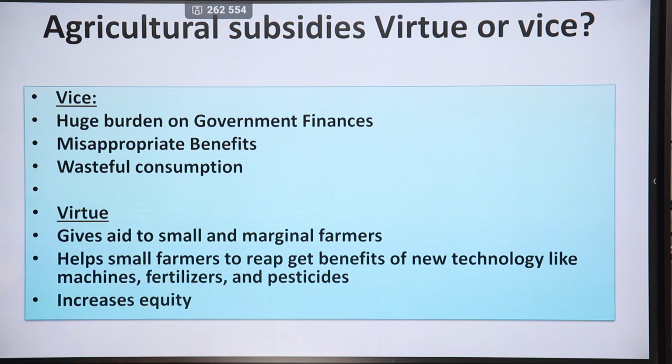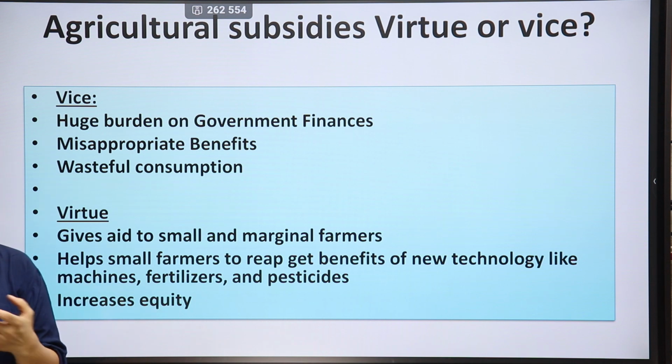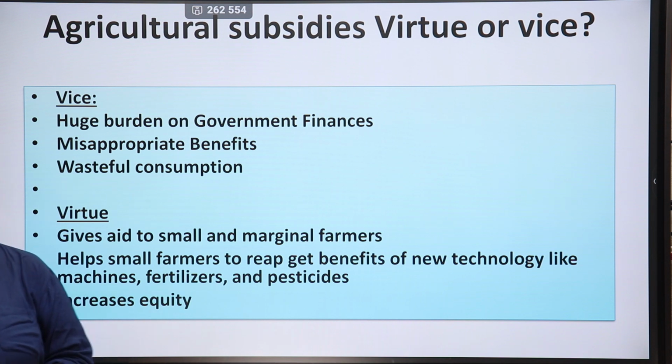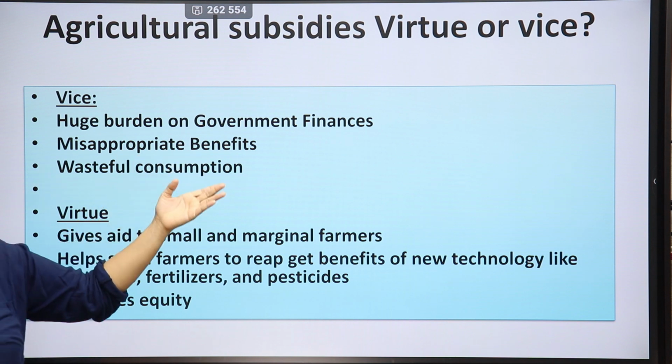Wasteful consumption. When subsidies are provided, people tend to waste them, they are not using them properly, and they tend to think that government is giving it free of cost, so we can use it in the manner we like. That is wasteful consumption also. It could have been used for some other purposes.